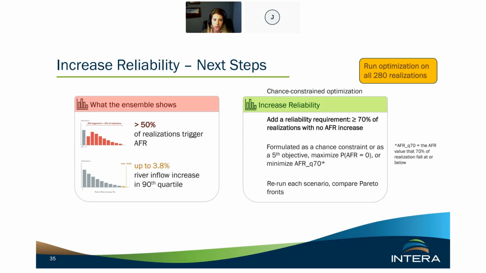Another option is you can include it as an objective where you're trying to minimize the value that 70% of all the realizations fall at or below. So maybe that's not going to be 70% of the realizations falling at 0, but maybe you could get it down to 1% of the total requested pumping. You can minimize that value.